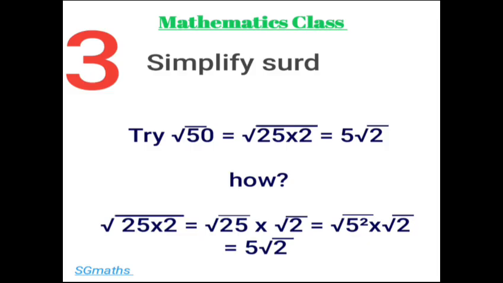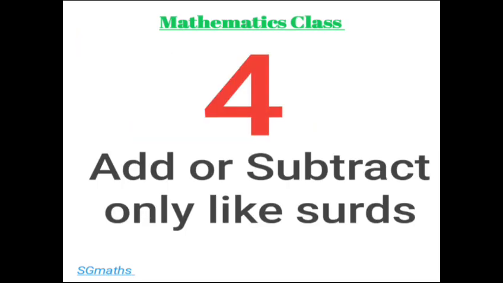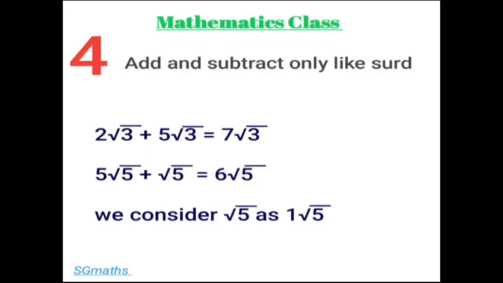So for you to get that perfect square, you must simplify your surd. Okay, and then the next one is adding or subtracting only like surds. Add or subtract only like surds. You will only add or subtract surds that are the same.